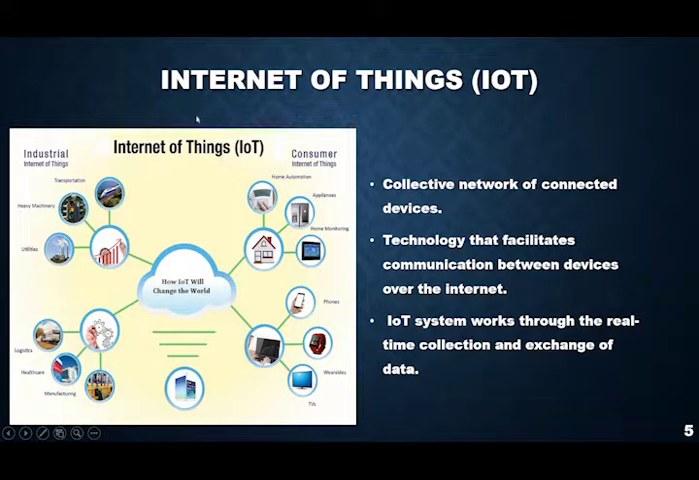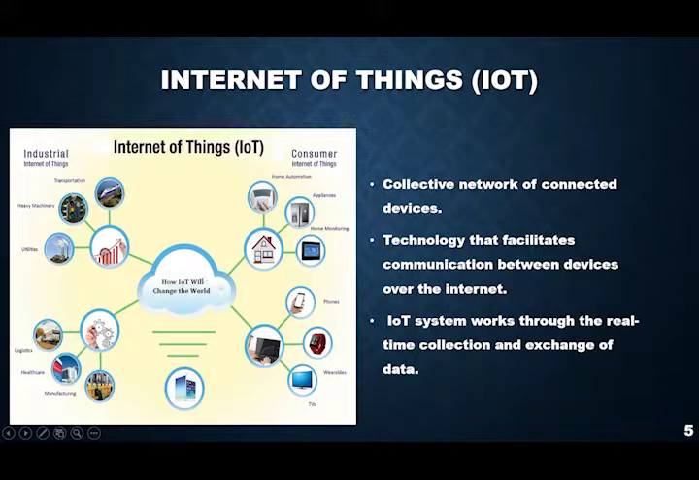Then we moved on to Internet of Things. Internet of Things is basically a collective network of connected devices. So collective network means the collection of various types of computers or mobiles, connected devices which are connected via internet. So technology that facilitates communication between devices over the internet is basically Internet of Things.